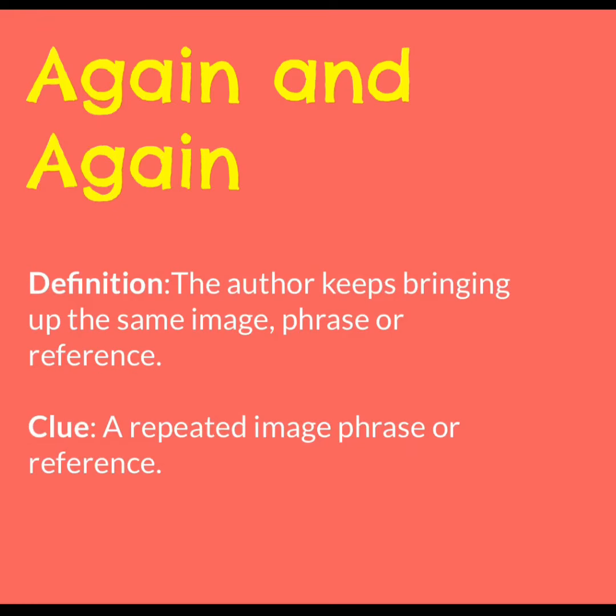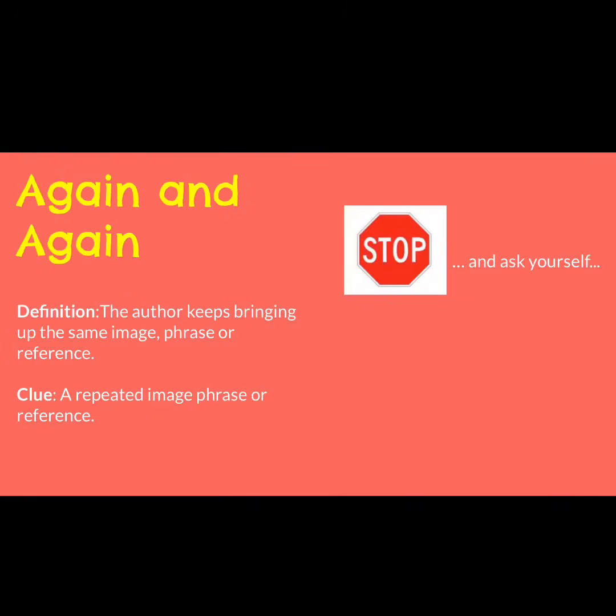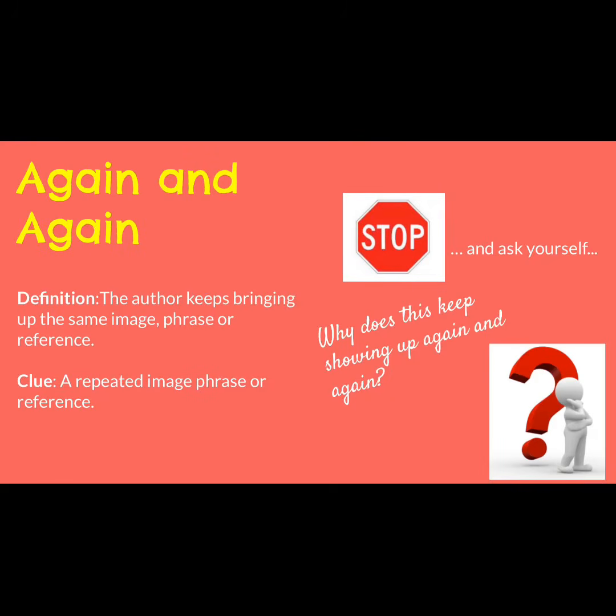Again and again is our next signpost, and the definition here is when the author keeps bringing up the same image, phrase, or reference, and a clue in the story is typically a repeated image, phrase, or reference. When I come across something like this in the story, I have to stop and ask myself, why does this keep showing up again and again? We don't necessarily have an example from the story Wonder to use as an again and again moment, but we can use the story Bud, Not Buddy, where we constantly heard that phrase of whoop, zoop, sloop. That would be a perfect example of an again and again moment in a story.